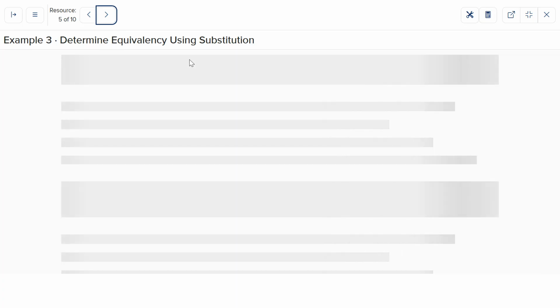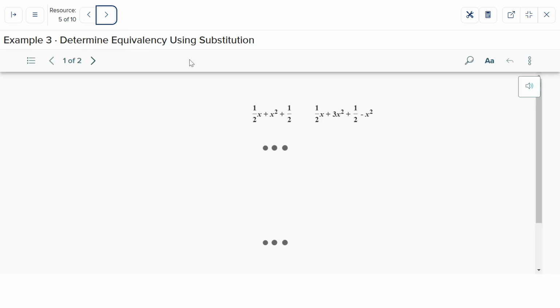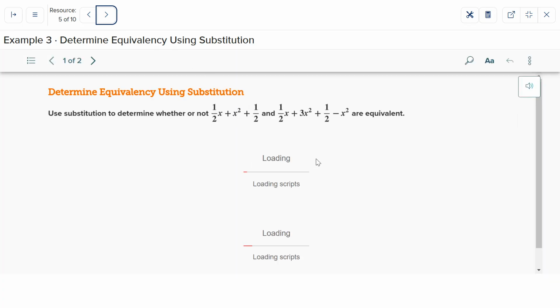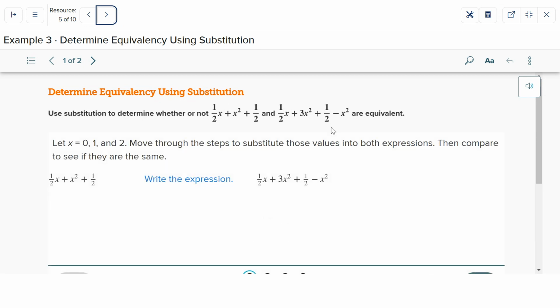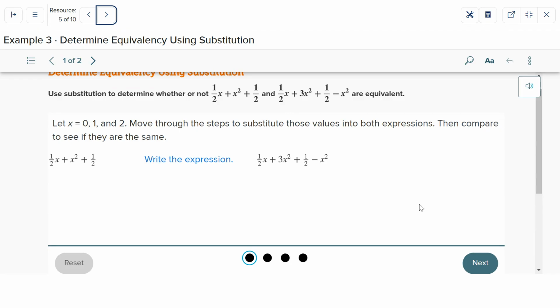All right, here's another example. Same thing using substitution again, but we've got a little bit more of a complex set of expressions here. We have some fractions and some exponents here. So first write out the expressions. It's good to write them. I kind of like doing it in this list form where one's on one side, one's on the other, and then they want us to use 0, 1, and 2 again. These are the easiest values to test out.